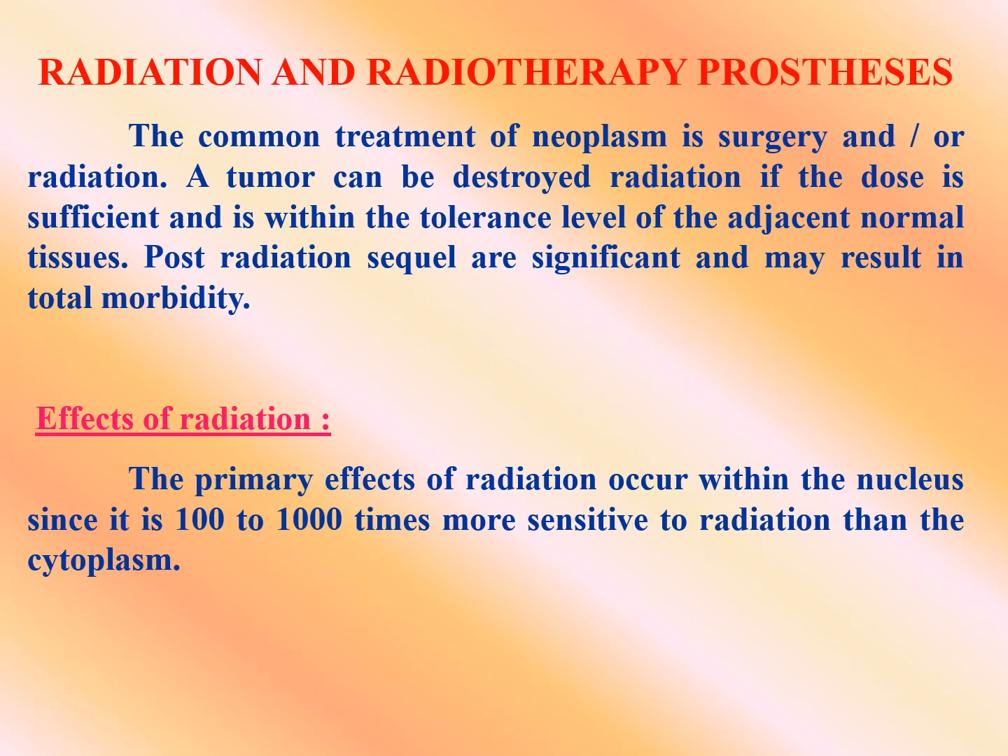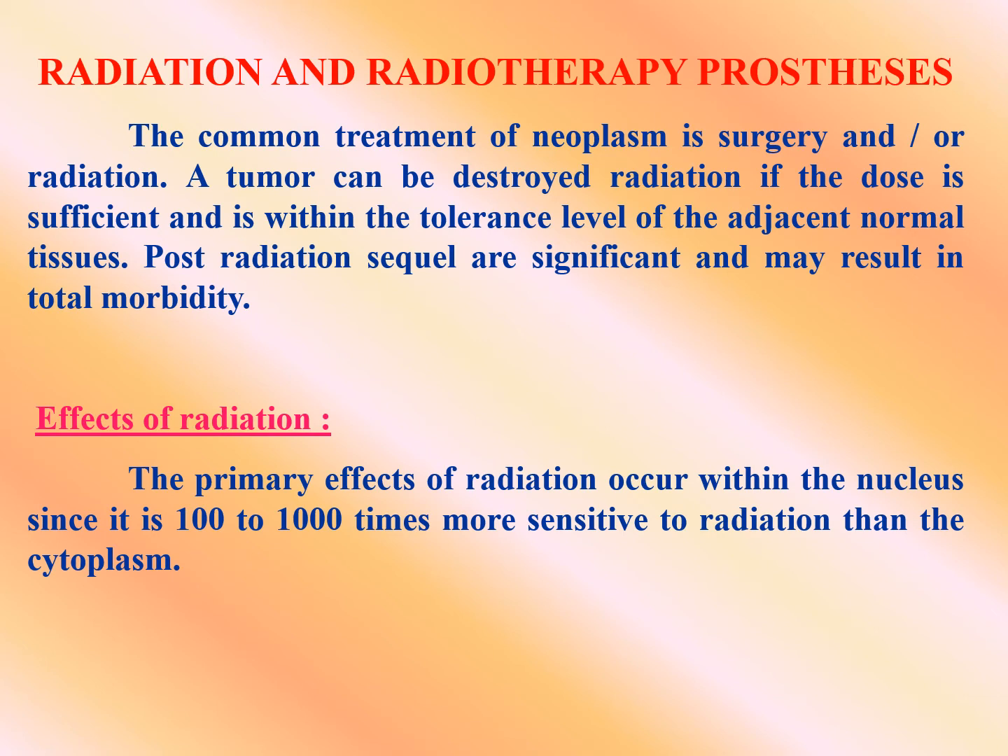Radiation and radiotherapy prosthesis. The common treatment of neoplasm is surgery and/or radiation. A tumor can be destroyed by radiation if the dose is sufficient and is within the tolerance level of the adjacent normal tissue. Post-radiation sequelae are significant and may result in total morbidity.